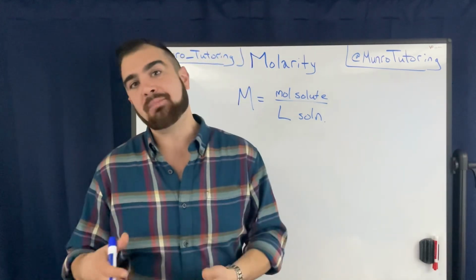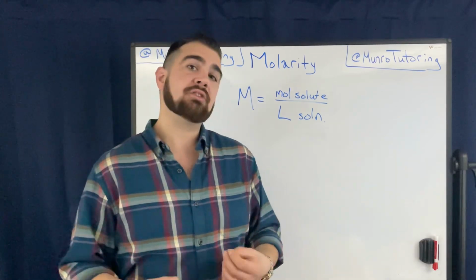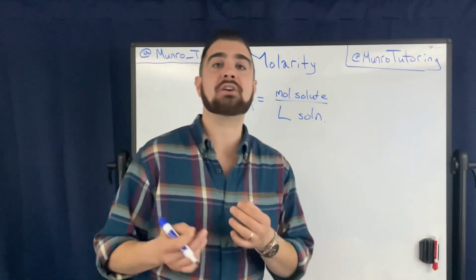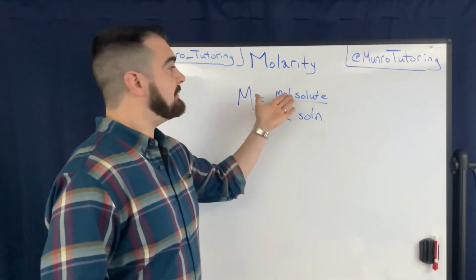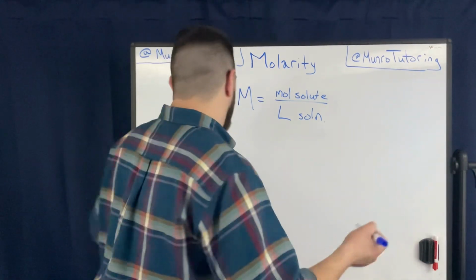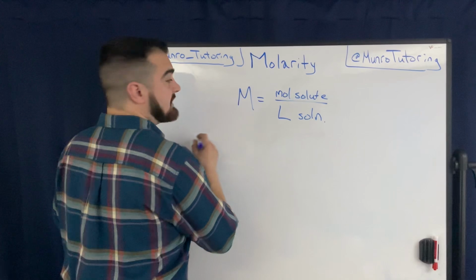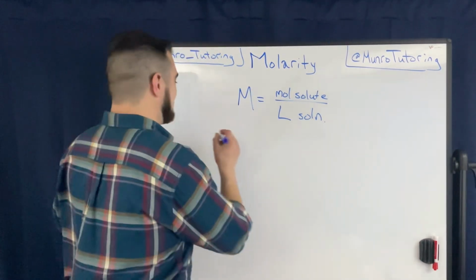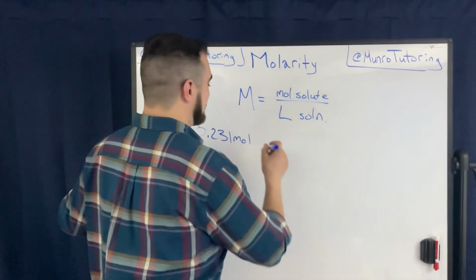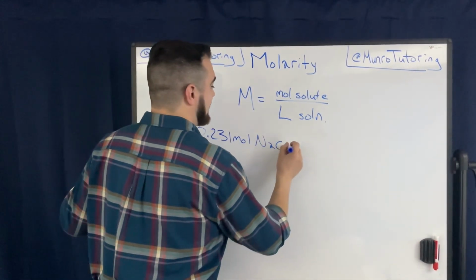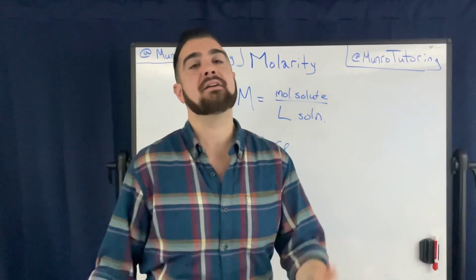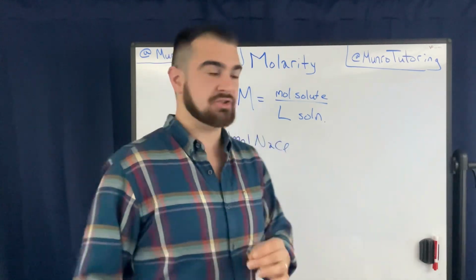If we take the example of salt and water, and we wanted to know the molarity of sodium chloride, which is table salt, in water, we would take the quantity of moles of sodium chloride and just divide that by the liters of solution. So we can do a really easy problem. Let's say we had 0.231 moles of sodium chloride, dissolved in enough water to make 500 milliliters of solution.